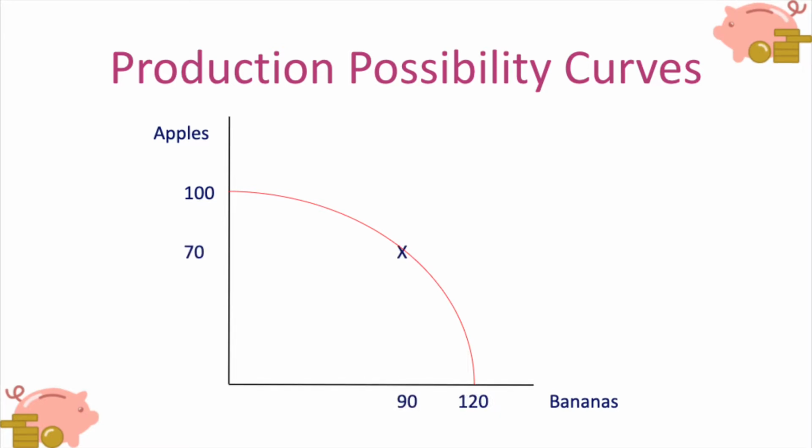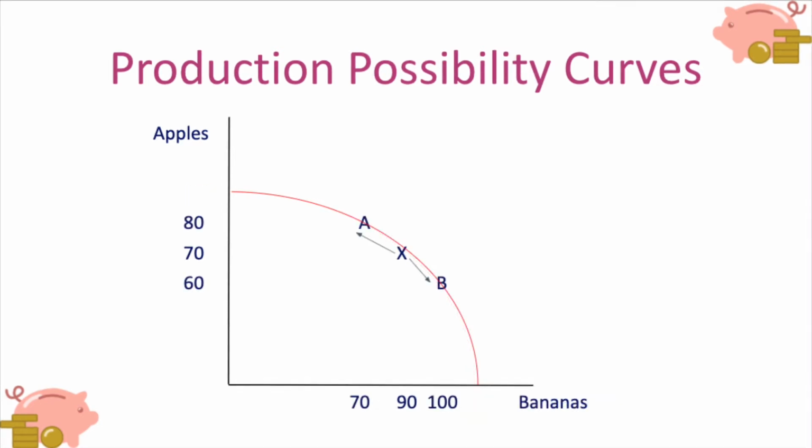So the economy has to decide what combination of apples and bananas to produce. So in this example, they have chosen to produce 70 units of apples and 90 units of bananas. The economy could increase its output of apples by 10 from 70 to 80, but this would require a reduction in banana output from 90 to 70. So the opportunity cost of 10 extra apples from 70 to 80 is a reduction in banana output of 20 units from 90 to 70.